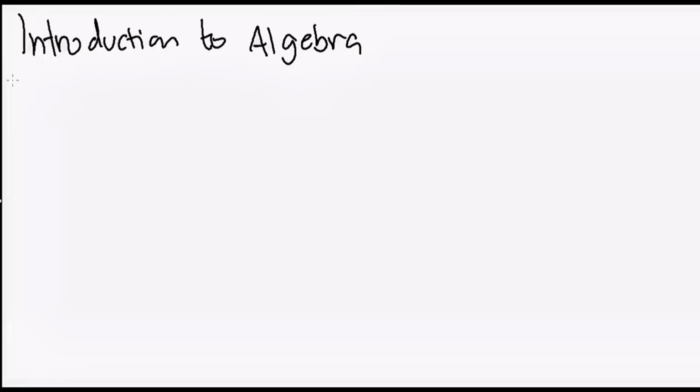And for today, we're gonna start with the basics of algebra. So algebra is one of the most important branches of mathematics, and let's break it down into a simpler way. Algebra is just a part of math where we use letters and symbols to represent numbers.